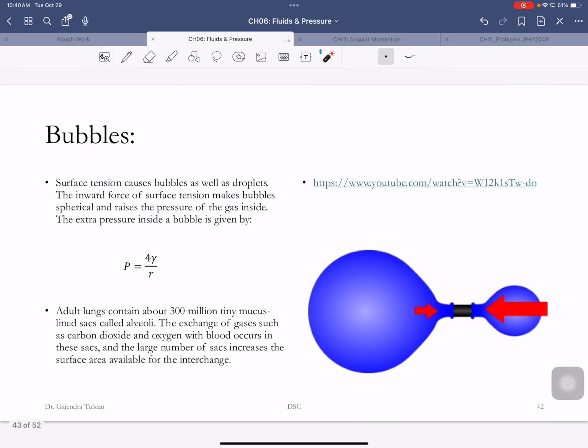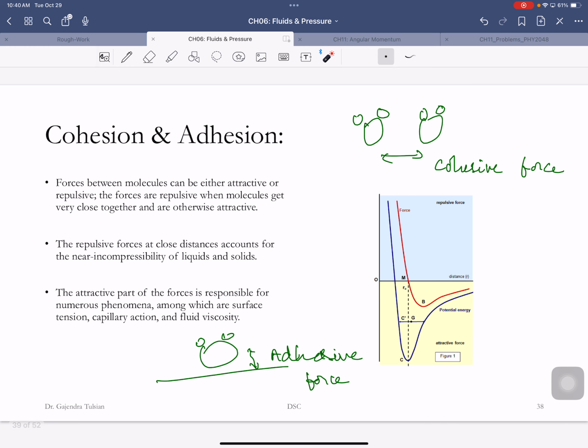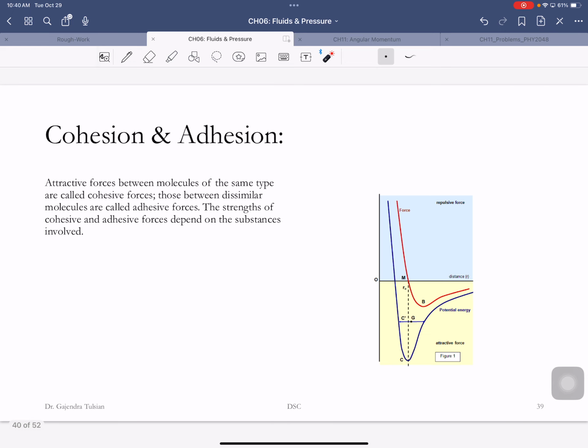All right, let me get to this slide and then we'll quit. Okay, so cohesion and adhesion. Cohesion is the force between like molecules. Adhesion is the force between unlike molecules. And this graph shows you when the molecules are less than this close together, the force is repulsive. When the molecules are further than this distance, the force becomes attractive. And at this distance, the attraction force is the greatest.